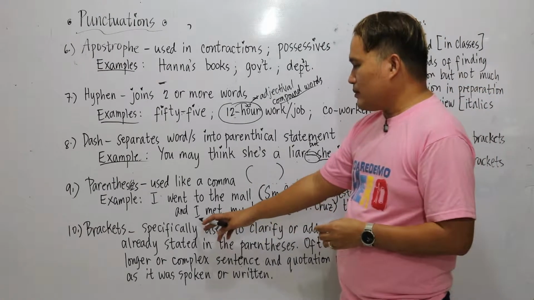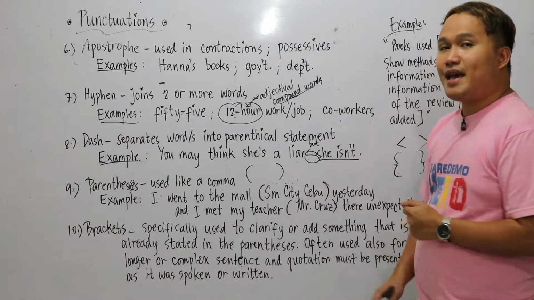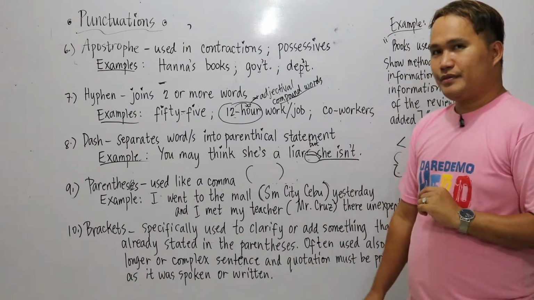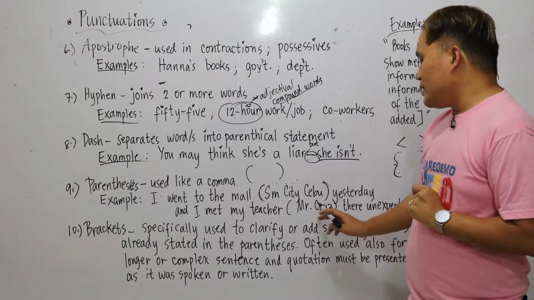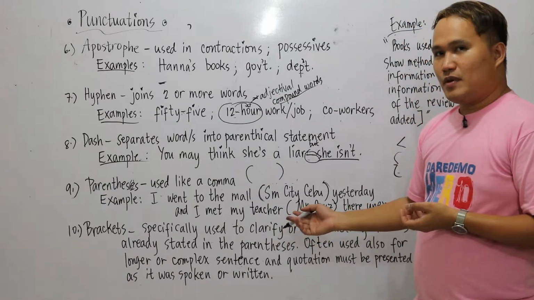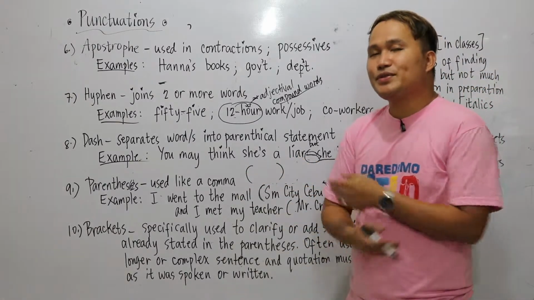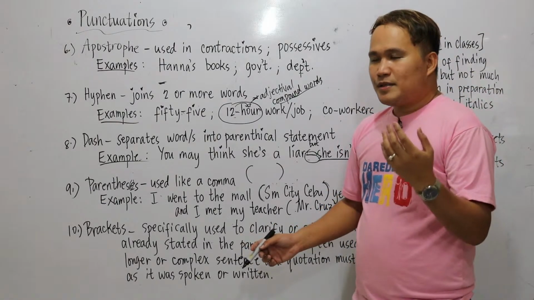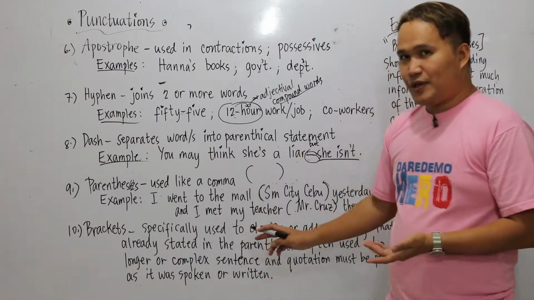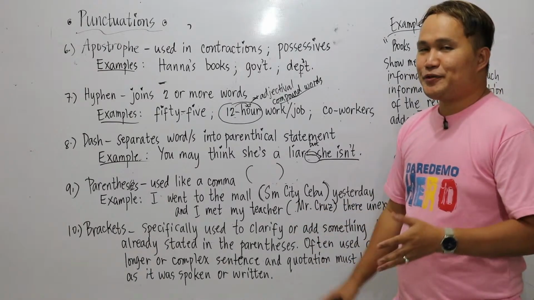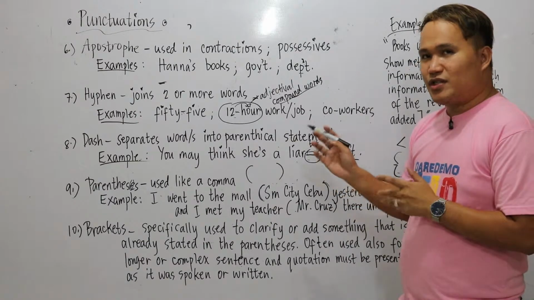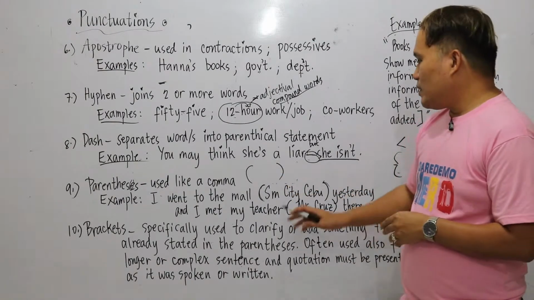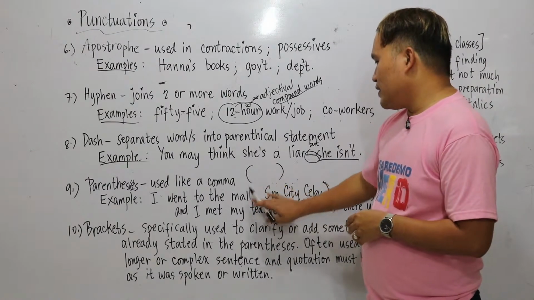Now, let's continue. And I met my teacher, Mr. Cruz, there unexpectedly. Okay? So again, Mr. Cruz is referring to the teacher. Maybe a teacher in one of my subjects at school. So, in order for me to be more specific and to tell you specifically who the teacher I met yesterday is, I enclose the name of the teacher, Mr. Cruz, with parentheses. So you use parentheses if you are not comfortable using a comma. In the absence of parentheses, you can use a comma.